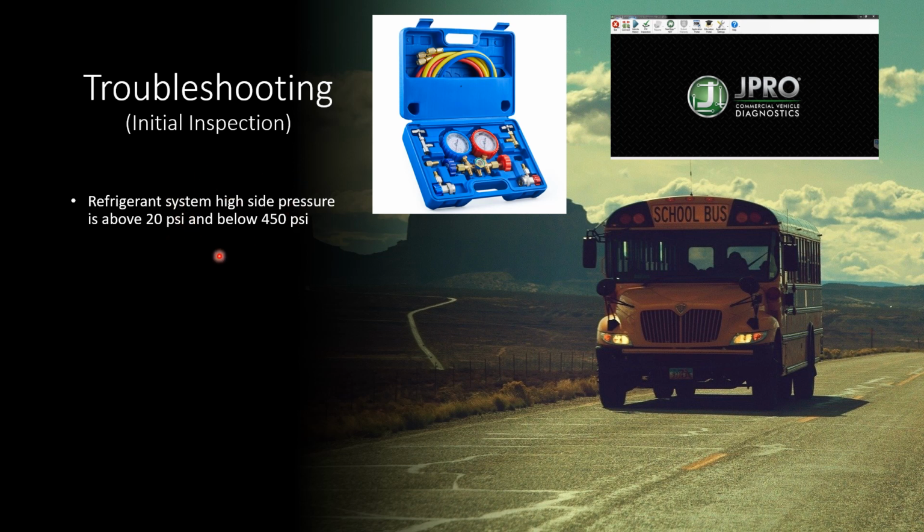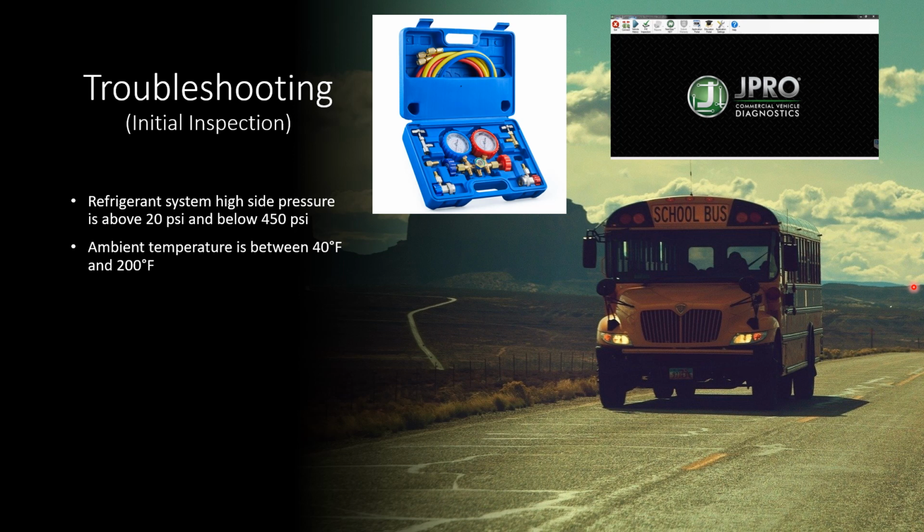A lot of the things about pressures is that they have a relationship with ambient temperature, so you have to make sure that the pressures and ambient temperature match. But just for an initial inspection, we're just going to make sure that the high side pressures are above 20 psi, but below 450. The next thing we're going to do is make sure that our ambient temperature is between 40 degrees Fahrenheit and 200 degrees Fahrenheit.